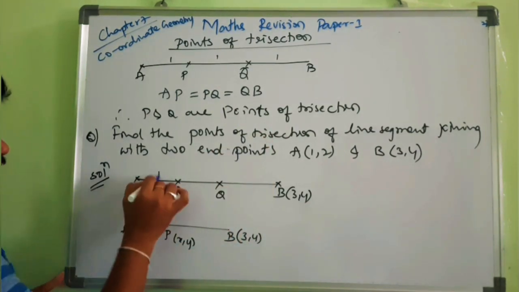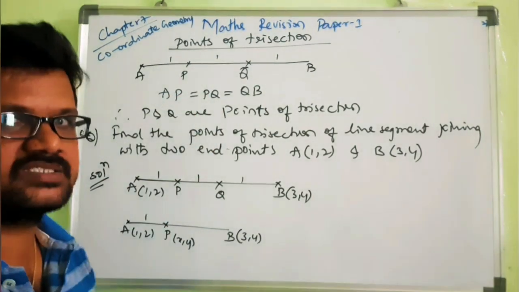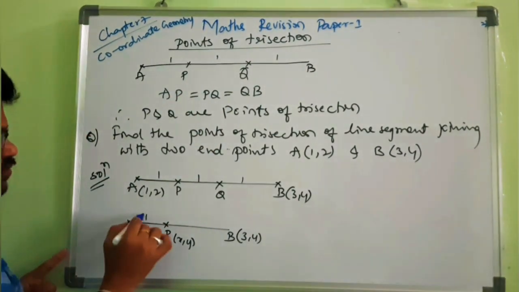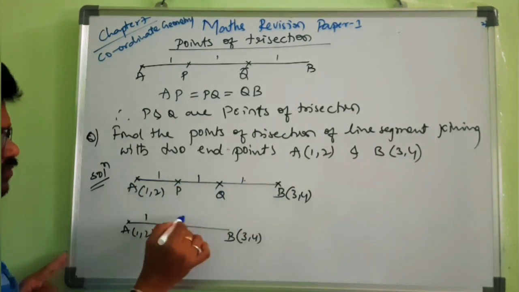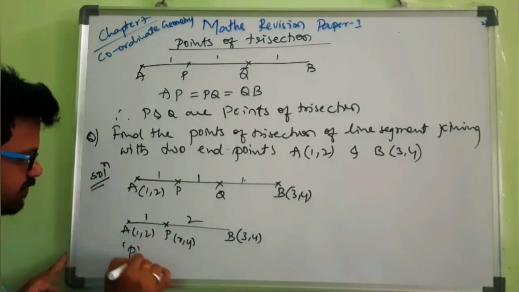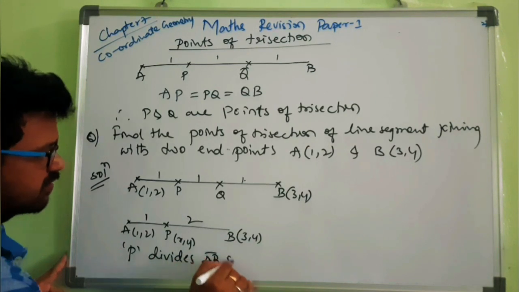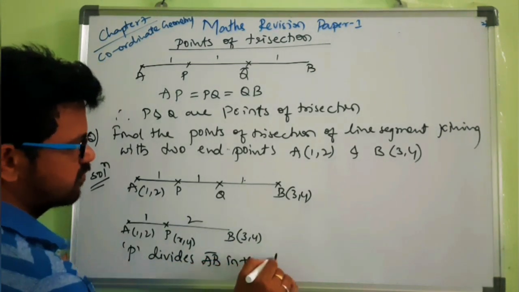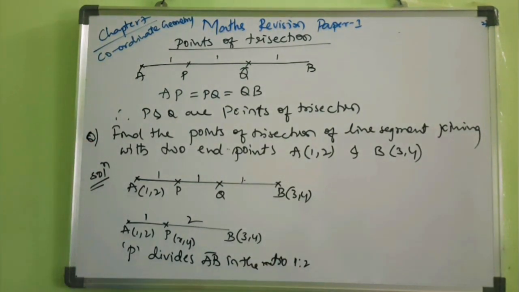See, dividing into 3 equal parts. I said that the points which divide the line segment into 3 equal parts. So here from A to P, 1 part is there. From P to B, how many parts are there? 2. So P divides AB in the ratio 1 is to 2.